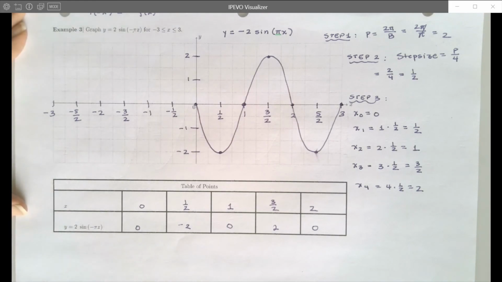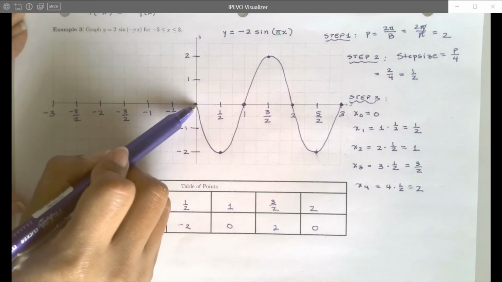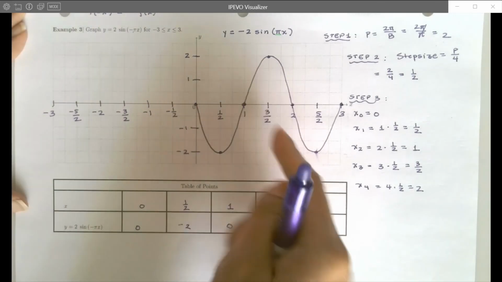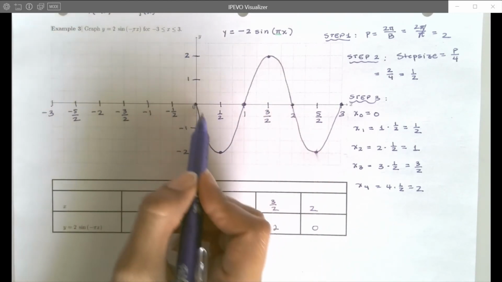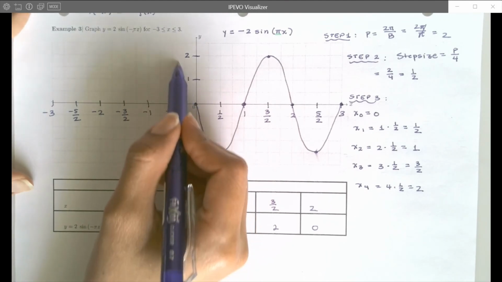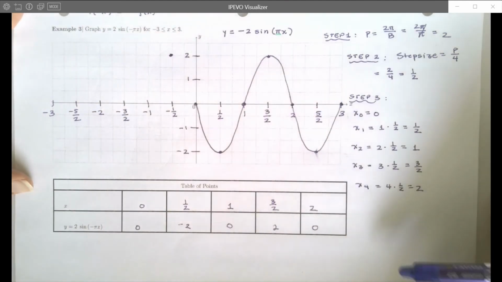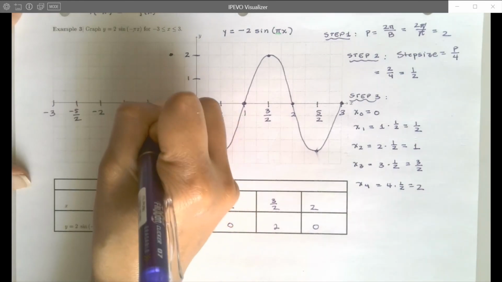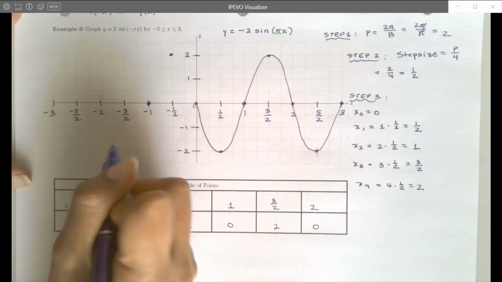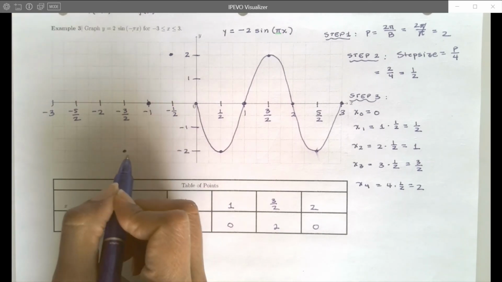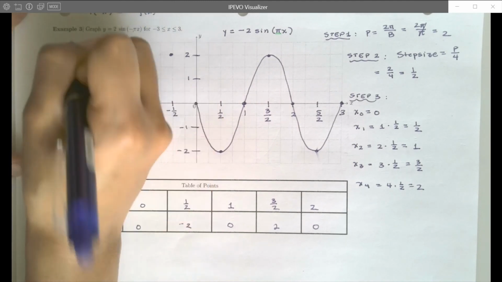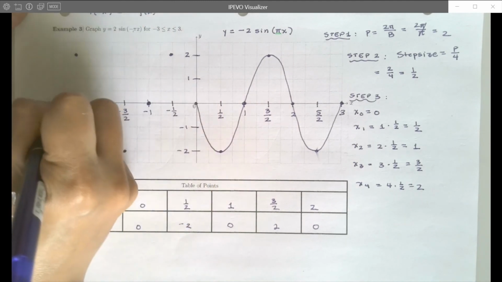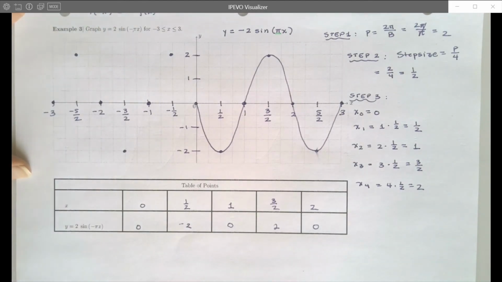Okay, now we continue into the negative x-axis, into the negative x values. If it already completed a cycle between 0 and 2, that means that going into the negatives, we're going to start repeating some values. So this is going to go up to a +2, then down to 0 at -1, down all the way to -2 at -3/2, up to 0 at -2, up to 2 at -5/2, and down to 0 at -3.